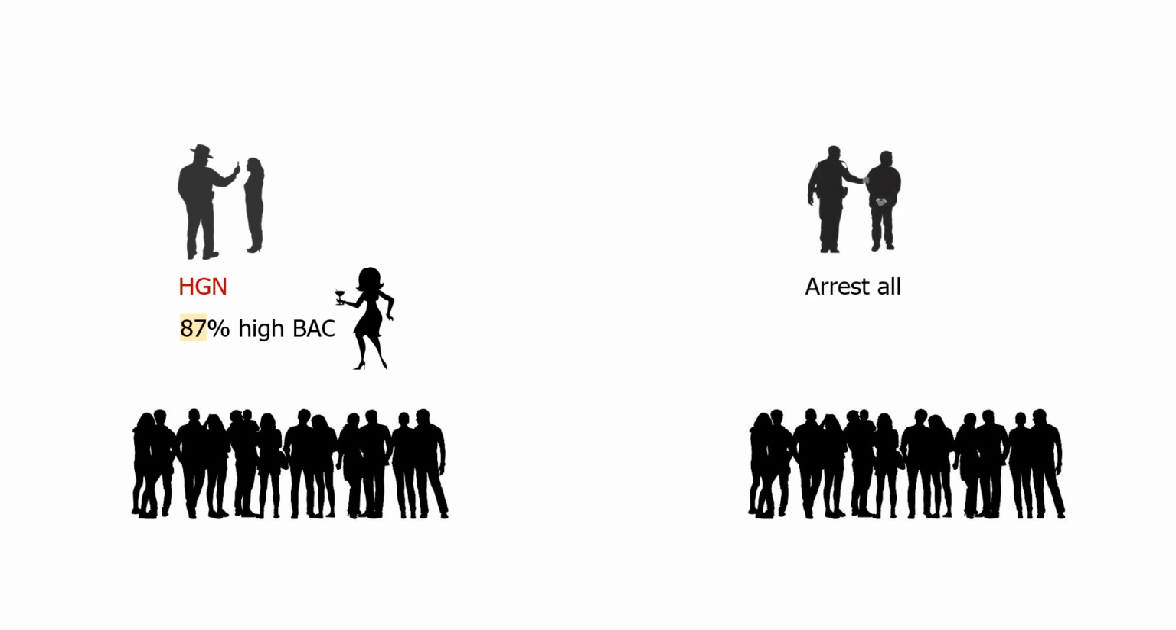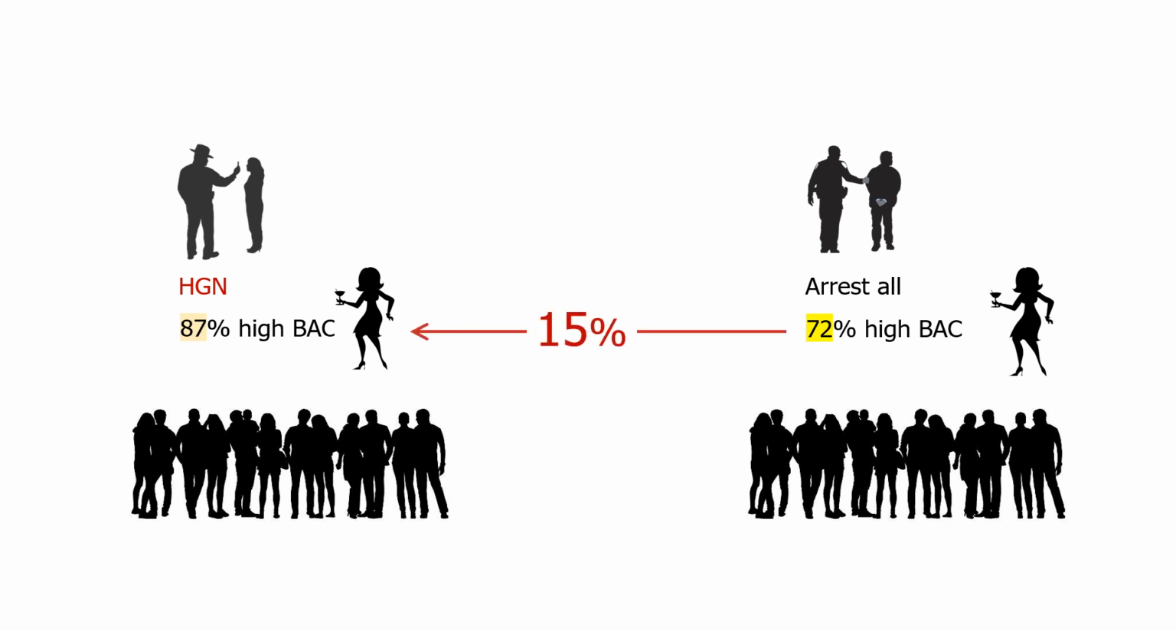The other people, they don't do the HGN test. Police just arrest everybody. Back at the station, these folks each also get a BAC test. Some percentage of these people have a high BAC. We'll pick a number. Let's say 72%. Without HGN, 72%. With HGN, 87%. The effect of HGN was to increase the percentage of arrests that were correct from 72 to 87. HGN did not create 87% accuracy. It changed the accuracy by 15%. 15% is way different from 87.